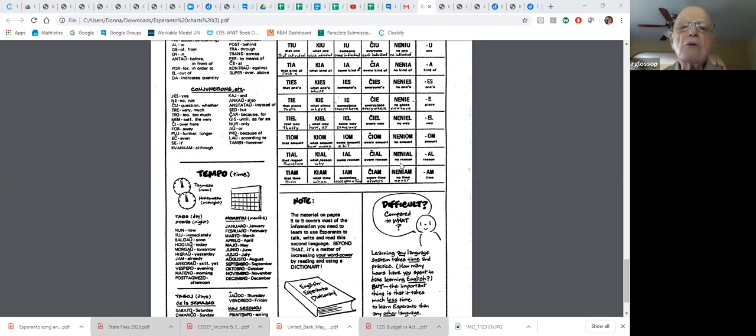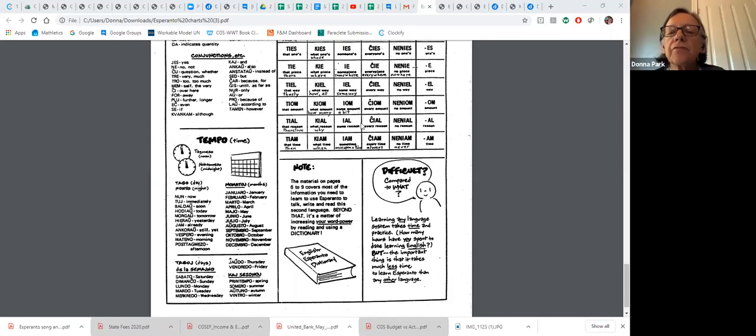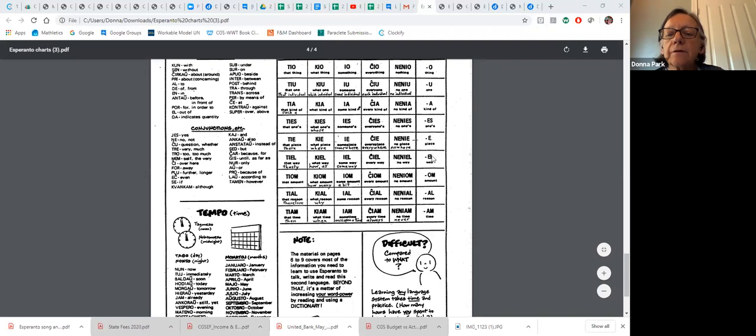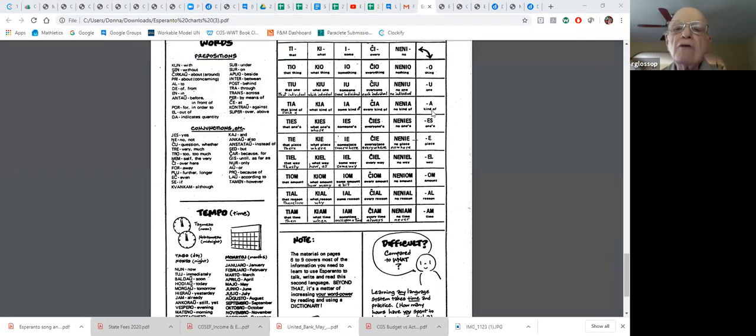But I guess the other one that we might do is right above that one. Up to the places, the third row down. Wait, what kind of place? The one that ends in A. The third line across. Kind of. Oh, okay. Yes. Tia, that kind of. Kia, what kind of. Ia, some kind of. Ĉia, every kind of. Nenia, no kind of.